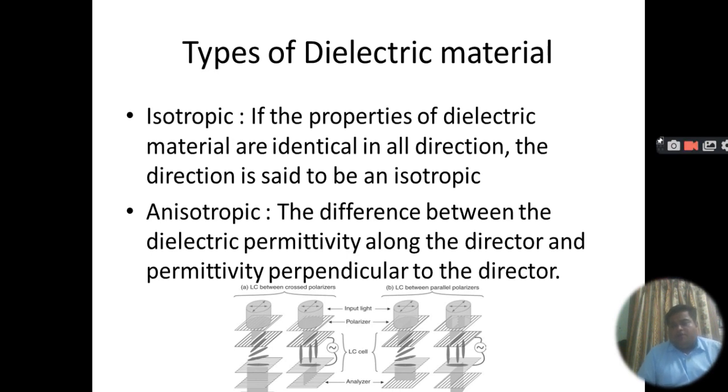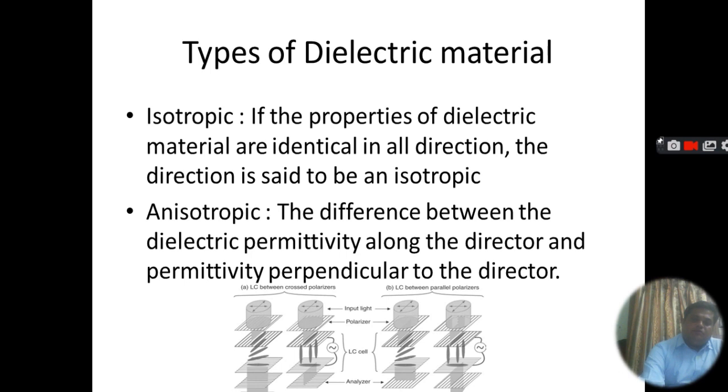Before we discuss polar and non-polar dielectrics, we discuss isotropic and anisotropic dielectric media. What does isotropic mean? If the properties of a dielectric material are identical in all directions, it is said to be isotropic. The difference is between the dielectric permittivity along the director and the permittivity perpendicular to the director. The diagram shows parallel polarization and cross polarization, which are perpendicular to each other.